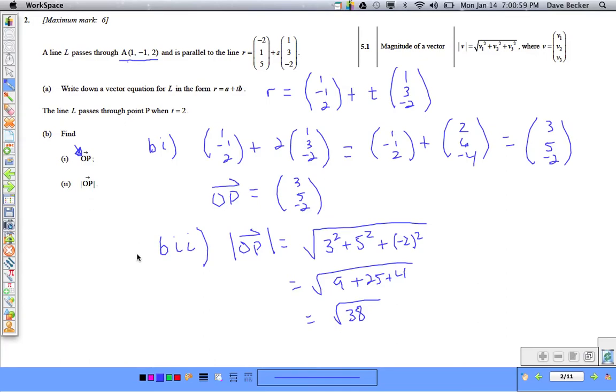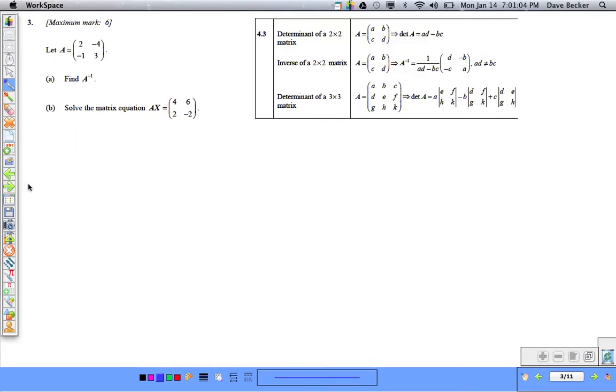Cool. Okay, onward to number 3. Let's see here, I already have the formula sheet that I'm going to need, but this is the matrix A, and it says find A negative 1. Well, here we go. That's the inverse of a 2 by 2 matrix. It's equal to 1 over AD minus BC times this. Okay, so this is really just a bunch of plug and chug. If you have to, label this stuff. This is A, this is B, this is C, this is D.